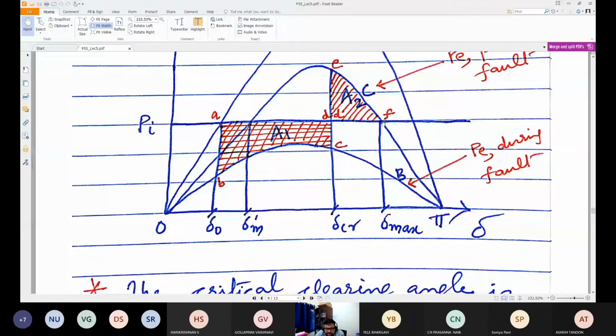So this is del max basically, because this is the extent to which the rotor can swing. So if you delay your clearing, then it can go till this point. If your clearing is delayed such that del goes beyond this del max, then it will not come back to synchronism. So there we have to find the critical clearing angle, and the corresponding time you have to evaluate as TCR, which is the critical clearing time.